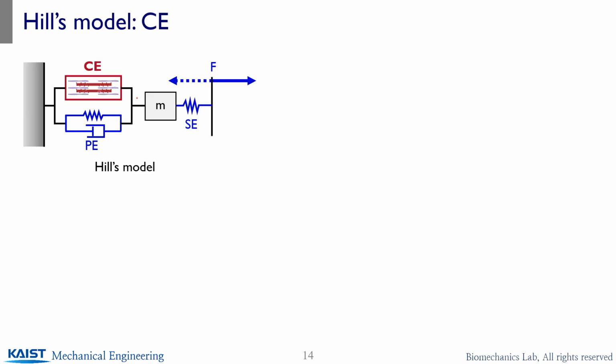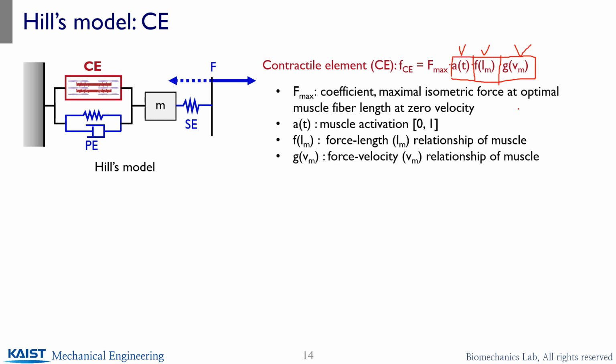Okay, let's examine the contractile element in more detail. By experiment, researchers found there are three main components contributing to force generation by the active neural signal. One is definitely the activation level, how your brain sends the activation, between 0 to 1. And the other factors are definitely the length and the velocity. Okay, so that's from the observation.